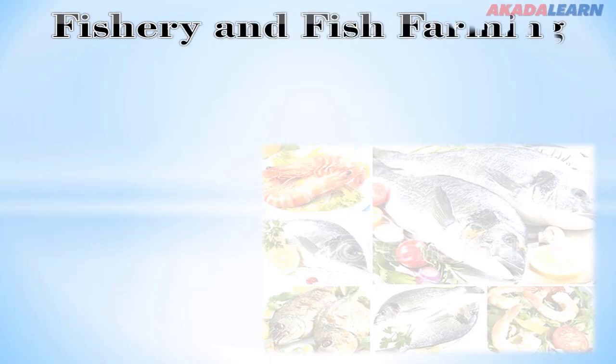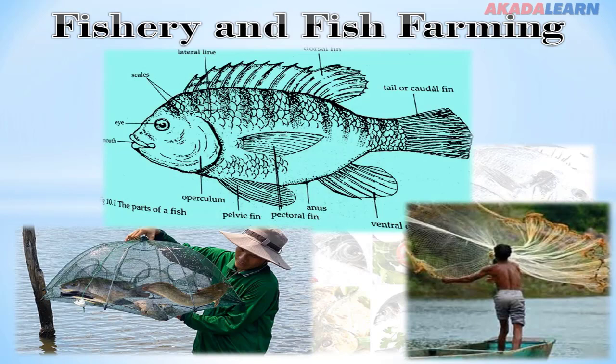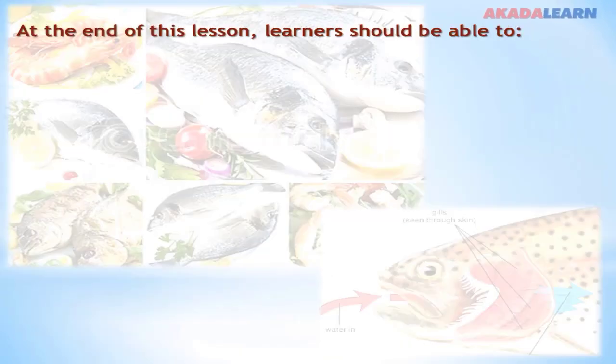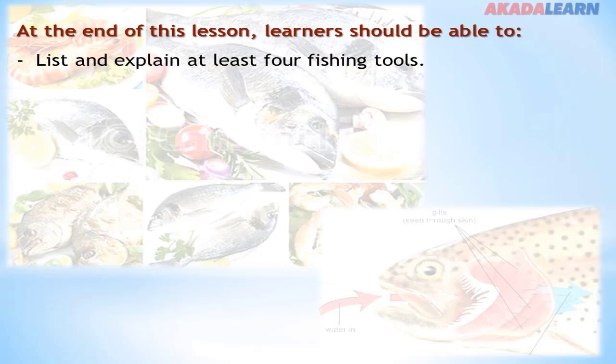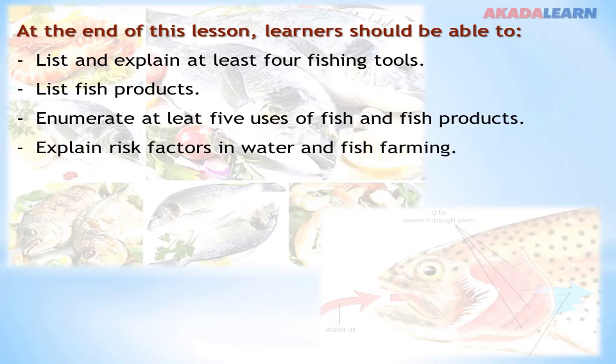We shall continue from part one of fishery. We are still on fishery and fish farming. At the end of today's lesson, learners are expected to list and explain at least four fishing tools, list fish products, enumerate at least five uses of fish and fish products, and explain risk factors in water and fish farming.